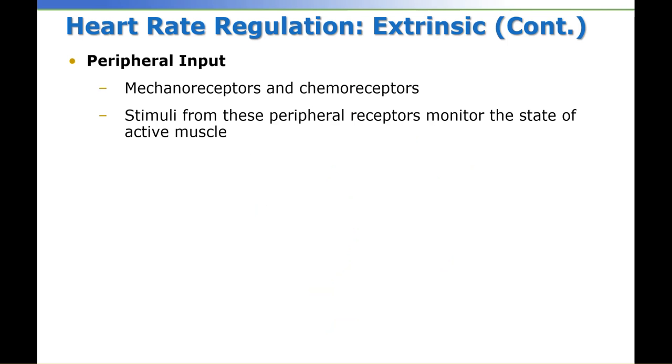Heart rate regulation, extrinsic. You have peripheral input, which is mechanoreceptors and chemoreceptors. So mechanoreceptors are in the muscle when the muscle basically needs to move. That takes place, and it sends signals from these mechanoreceptors to the brain. Okay, so then the brain makes a decision.